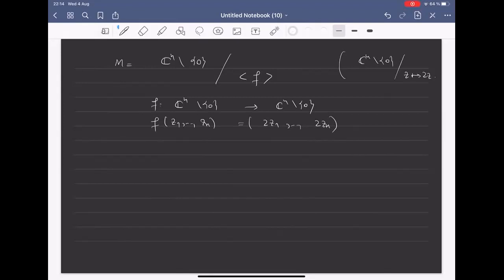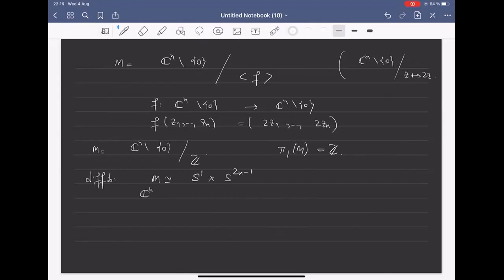Okay, so in this way, we can see that M is actually a quotient of Cn minus 0 by the action of Z. So the fundamental group of M is actually Z. Differentiably speaking, so as a smooth manifold, this M is nothing but the product between S1 and S2n minus 1.